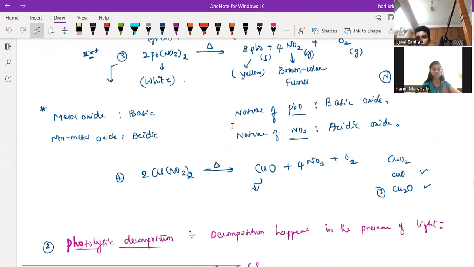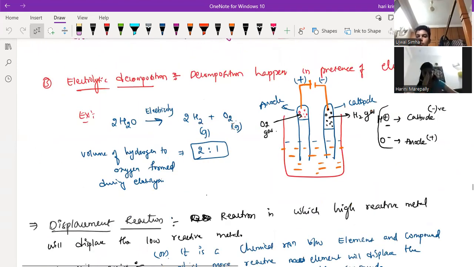Okay, sir. The next one is an electrolytic decomposition. What is the meaning of electrolytic decomposition? Decomposition happening in the presence of electricity. That is an electrolytic decomposition reaction. So this chemical reaction is very important.